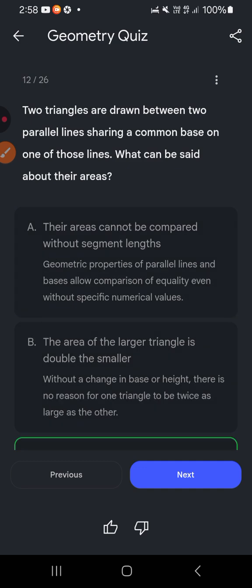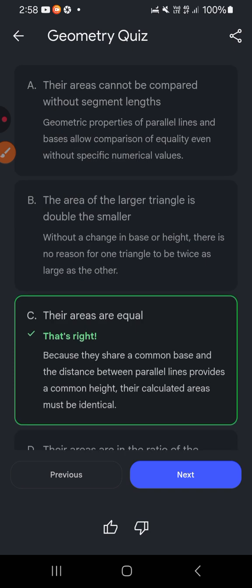Correct answer is C. Their areas are equal. Why? Because they share a common base and the distance between parallel lines provides a common height. Therefore, their calculated areas must be identical.